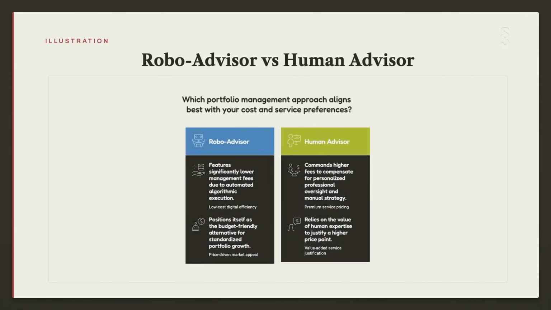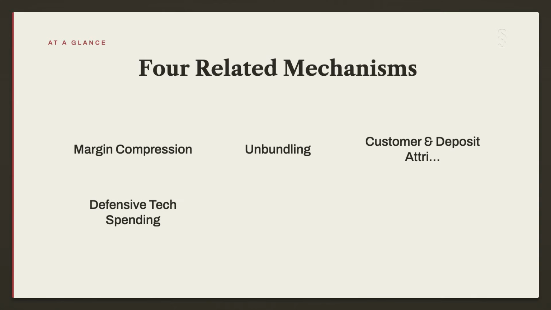Robo-advisors driving down wealth management fees is the clearest example because a portfolio managed by algorithm looks nearly identical on a statement to one managed by a human, so price becomes the easiest thing to compare. 4 related mechanisms are worth keeping distinct.